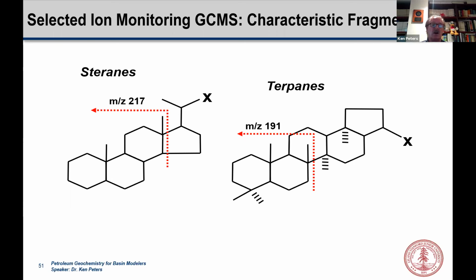And this ion right here has a mass to charge of 217. So it has a mass of 217 and a charge of 1. A terpane tends to break here and give 191, a mass to charge of 191. So you will see sterane mass chromatograms of m/z 217 and m/z 191 used to monitor all the steranes, because the length of this side chain means you're going to get different steranes coming out of the GC.